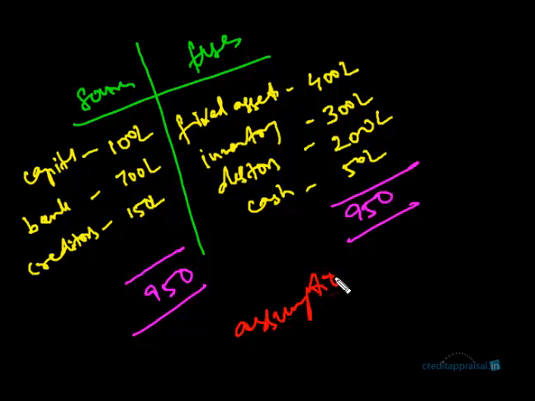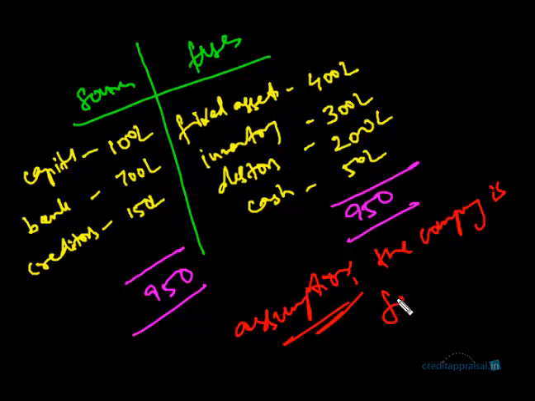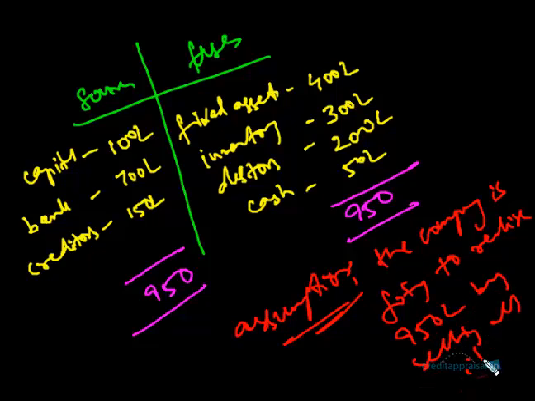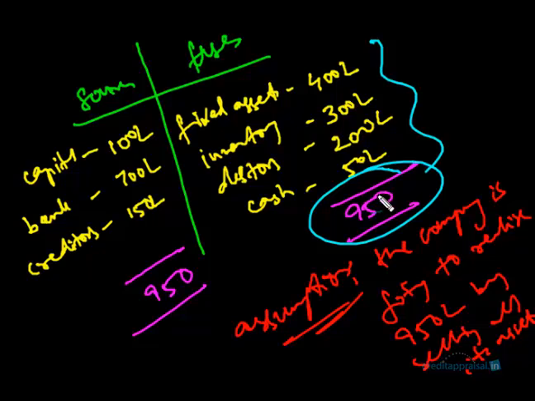There is an assumption which you made here. When we said that the company is going to clear all the dues by selling all these assets, we are making an assumption here. And what is the assumption? The assumption is the company is going to realize 950 lakhs by selling all its assets. That is the assumption we are making.